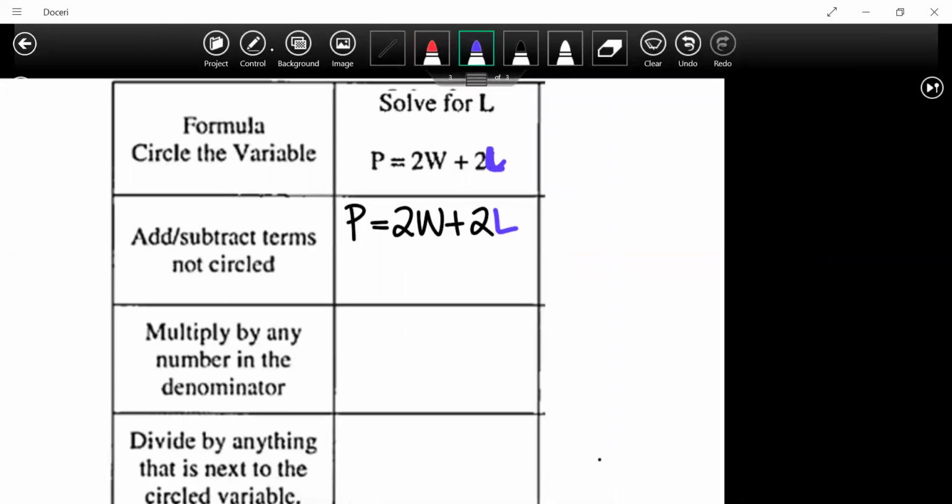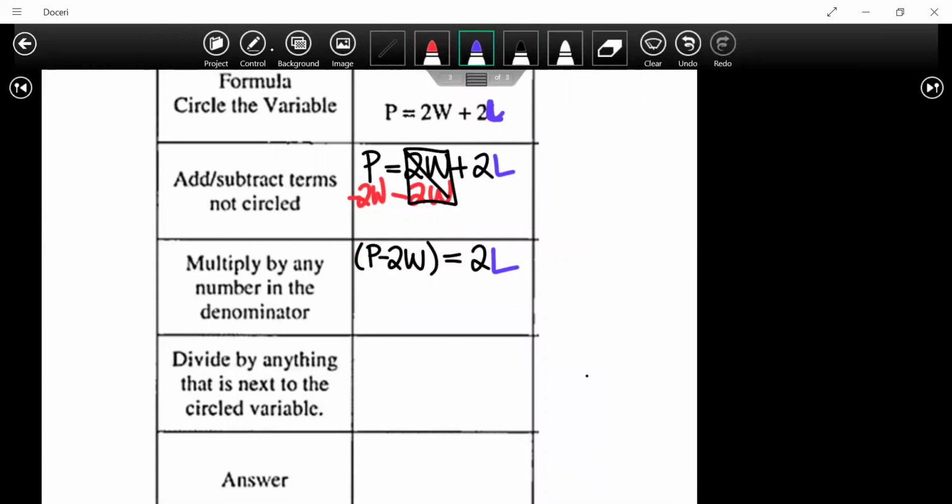It said add or subtract out the term that is not circled. In this case, add or subtract out the term that is not highlighted. What term is not highlighted? 2W. So we're going to subtract that out from both sides. Can I subtract 2W from P? No. This is going to go away, and I'm left with P minus 2W is equal to 2L.